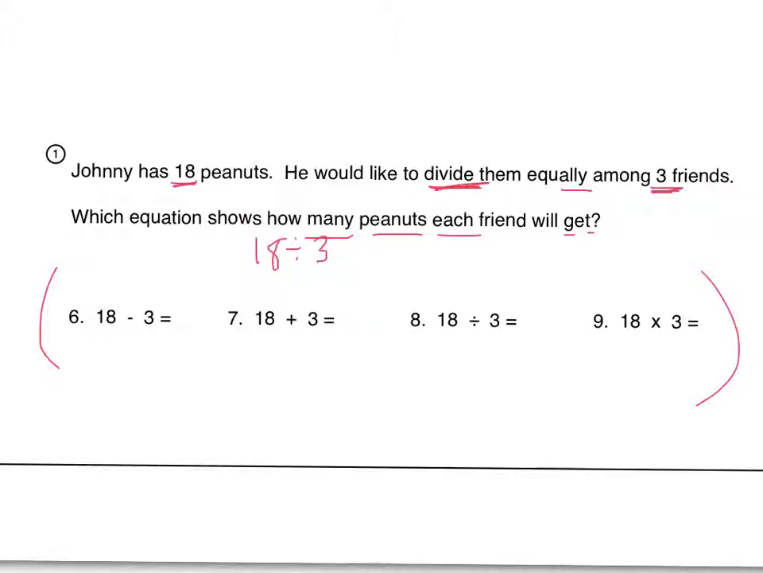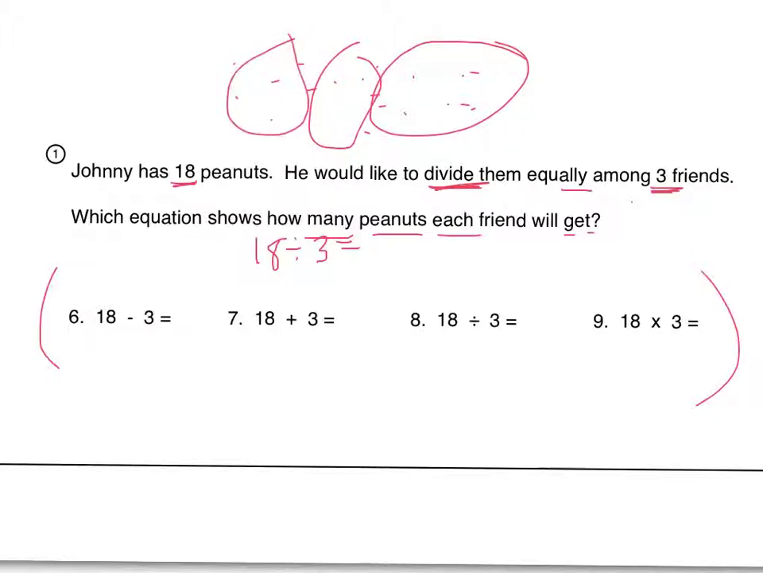And I really want to think about what is the correct answer also. That always helps. Well, if he's got these 18 peanuts, that's not exactly 18 dots, and then he's dividing them among 3 friends, right? We just think, well, how many would each friend get? Each friend would get 6. So let's take a look at our choices now that we've thought it through.